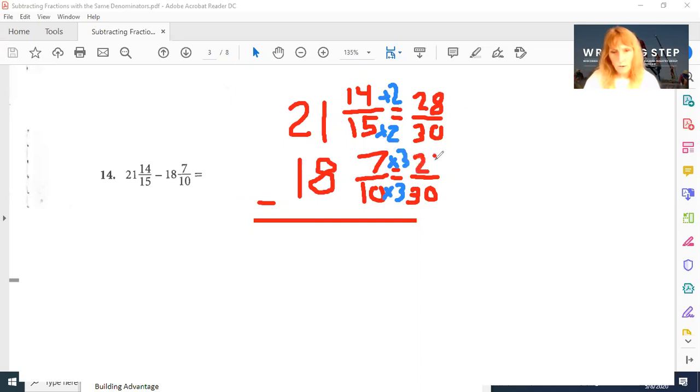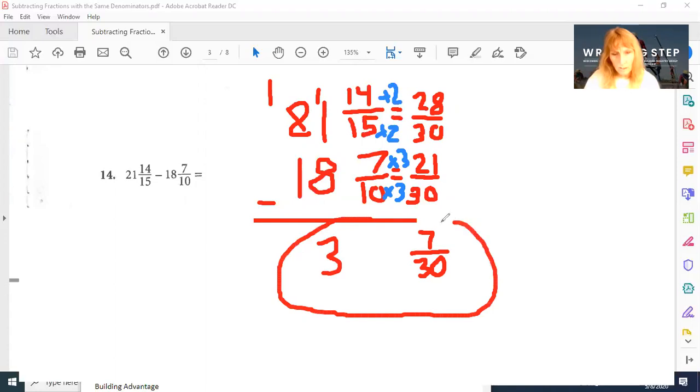So now I subtract 28 minus 21. 8 minus 1 is 7. 2 minus 2 is 0. I get 7/30. And that's as small as it can go. And then 21 minus 18. I'm going to cross off my 2 and it becomes a 1. This becomes 11. 11 minus 8 is 3. 1 minus 1 is 0. So the answer then is 3 and 7/30. Okay.